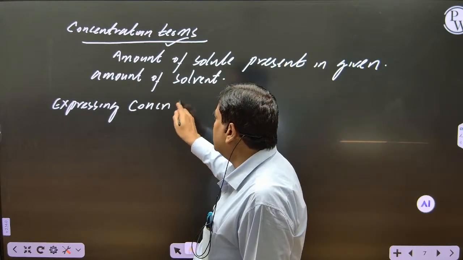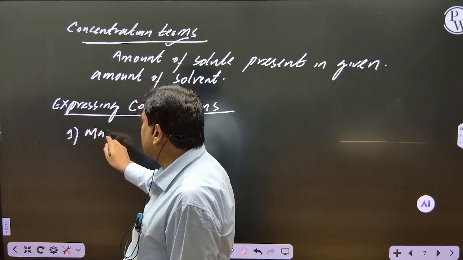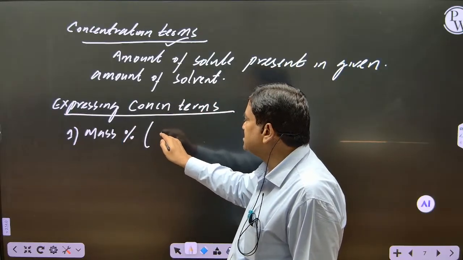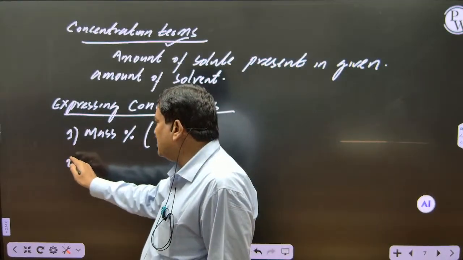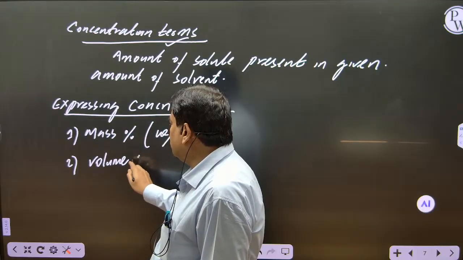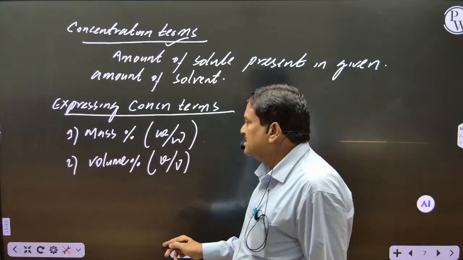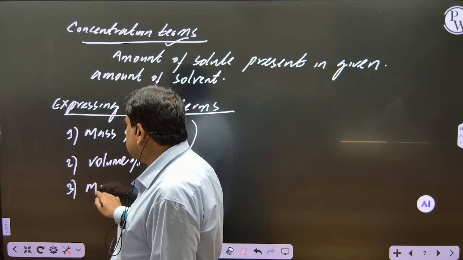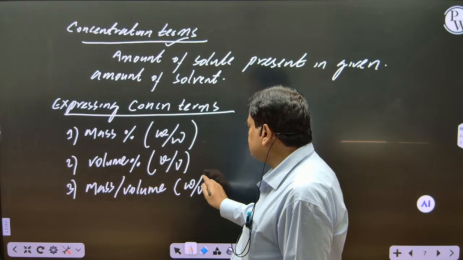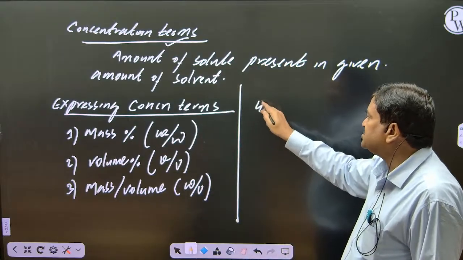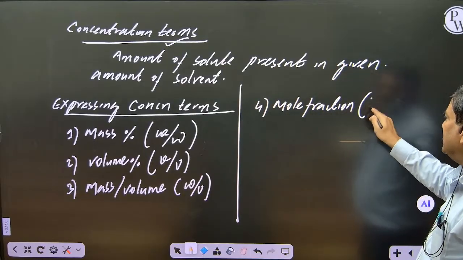To express the concentration terms, in our syllabus one is mass percentage. Mass percentage is shown in textbooks with small w by capital W. The second one is volume percentage, shown by small v by capital V. This is used in beverages. The third one is mass by volume percentage, shown by the symbol W by V. The fourth one is mole fraction, shown by the symbol chi.